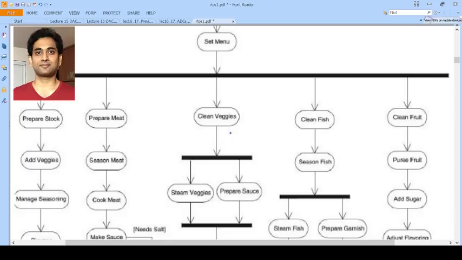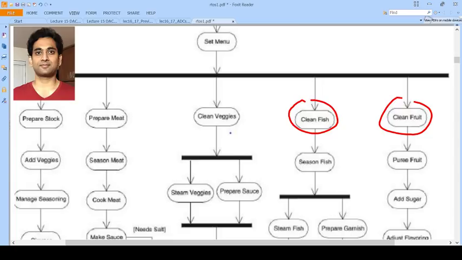You're preparing your stock, you're preparing your meat, you're cleaning your veggies, you're cleaning your fish and fruit. So the idea is, think of each of these courses of the meal as a task. Okay, you obviously cannot work on all of these at the same time. You have to switch between preparing the stock and preparing the meat and cleaning the veggies. You have to move them forward together, even though it is not possible to work on two of these at the same time. So in other words, this is the idea of concurrency, when there are multiple tasks that your operating system has to schedule.